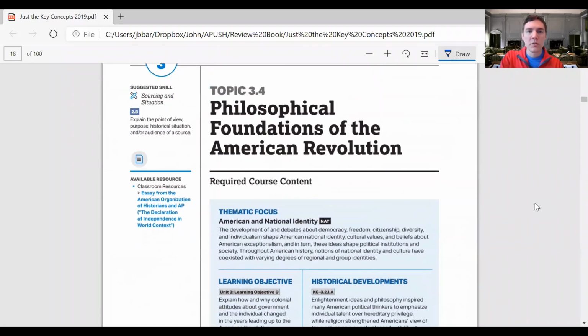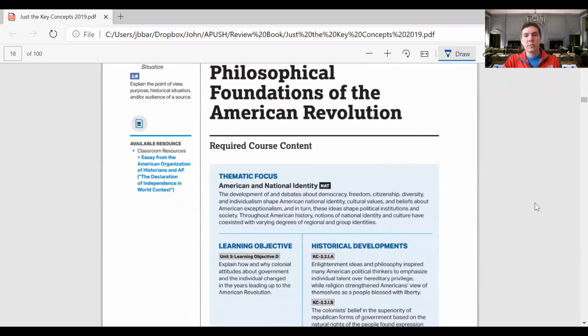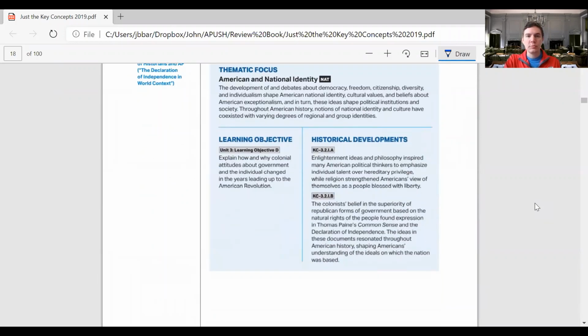So then moving down to page 18, Philosophical Foundations of the American Revolution. So you can see the learning objective for this part. Explain how and why colonial attitudes about government and the individual change in the years leading up to the American Revolution. So Enlightenment ideas and philosophy inspired many American political thinkers to emphasize individual talent over hereditary privilege, while religion strengthened Americans' views of themselves as a people blessed with liberty.